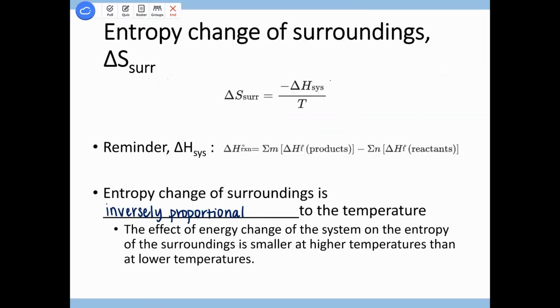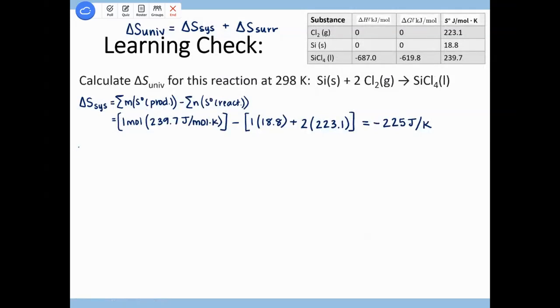Looking back real quick, for delta S of the surroundings, we need negative delta H of the system divided by temperature. So let's calculate delta H of the system first. I'm not going to write out the equation; it's essentially the same thing as delta S, but instead of standard molar entropy, we have standard molar enthalpy, H values.